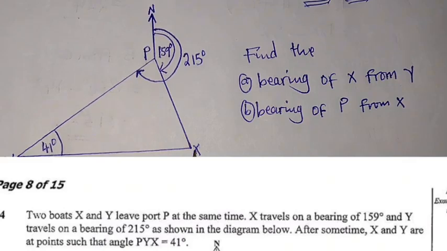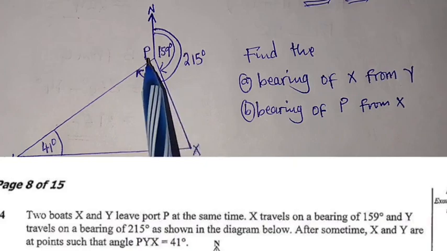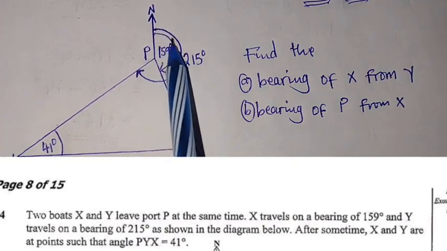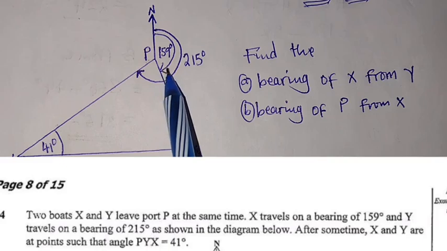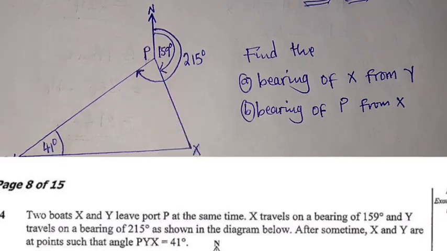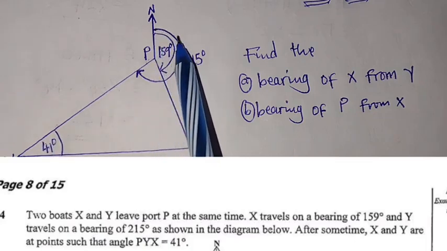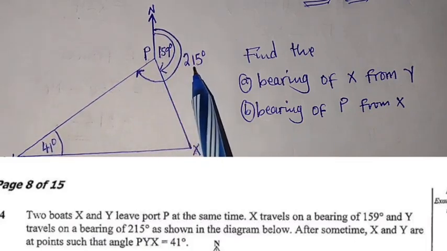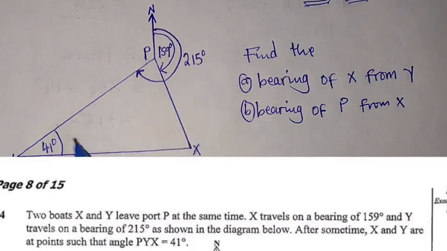X travels on a bearing of 159 degrees. So the bearing of X from P is 159 degrees, which is this one right here. And Y travels on a bearing of 215 degrees. So the bearing of Y from P is this one, which is 215 degrees, as shown on this diagram.